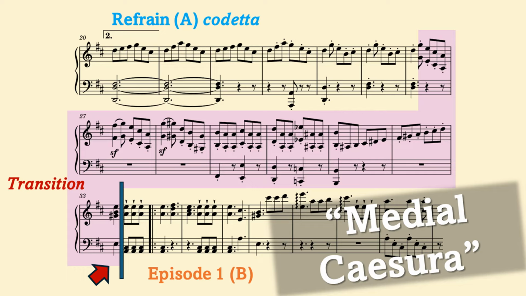This optional feature is very recurrent within the sonata form and helps to make the distinction between sections even more explicit by literally cutting the exposition in two.